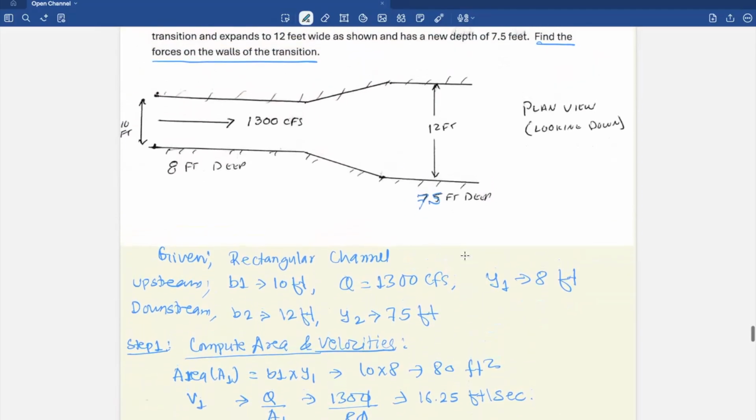So for the first step, we can compute area and velocity. And let us write some given things for the rectangular channel. We can consider above this as upstream and below this as downstream. For upstream, B1 is equal to 10 feet, Q is equal to 1300 CFS, Y1 is equal to 8 feet, and downstream, B2 is equal to 12 feet, and Y2 is equal to 7.5 feet.